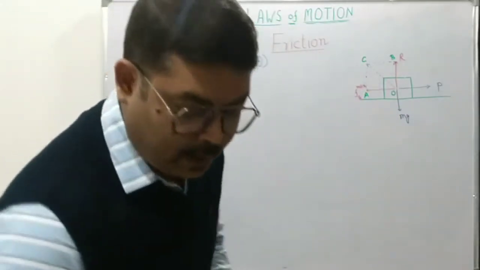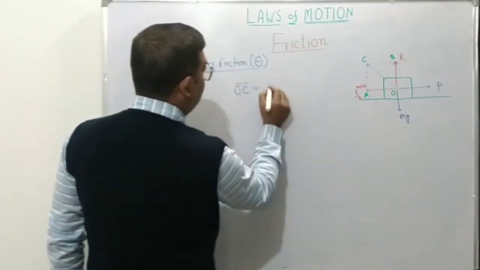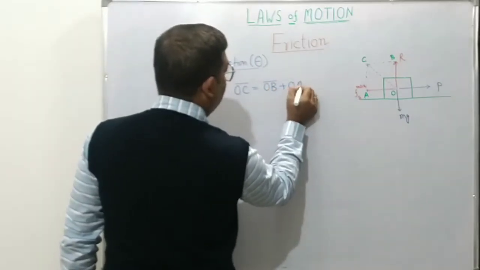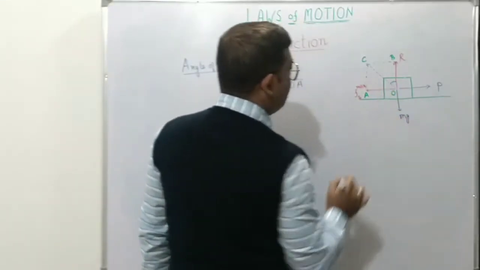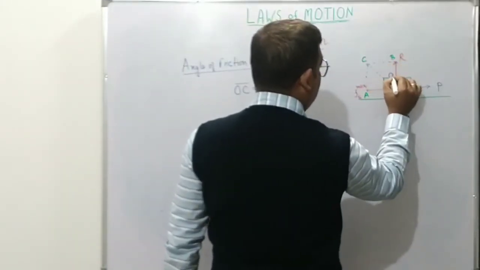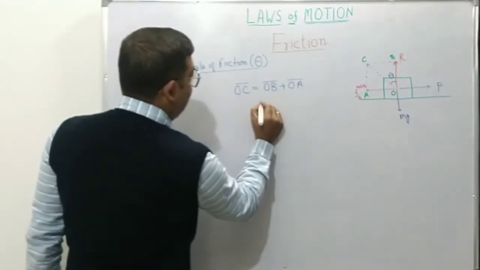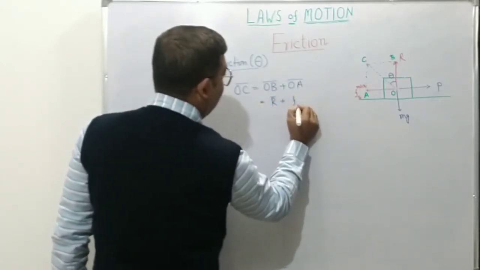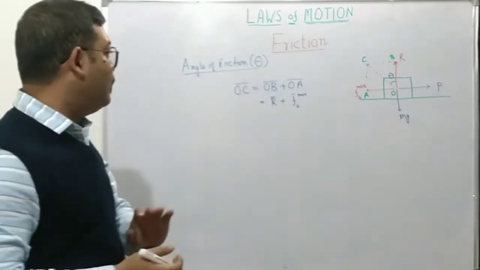So from the diagram, it is very clear that vector OC is equal to vector OB plus vector OA. Parallelogram law. Let's call the angle subtended by the resultant with the normal reaction theta. So OC is actually vector R plus Fs max vector, because friction is a force, so it will also be a vector.